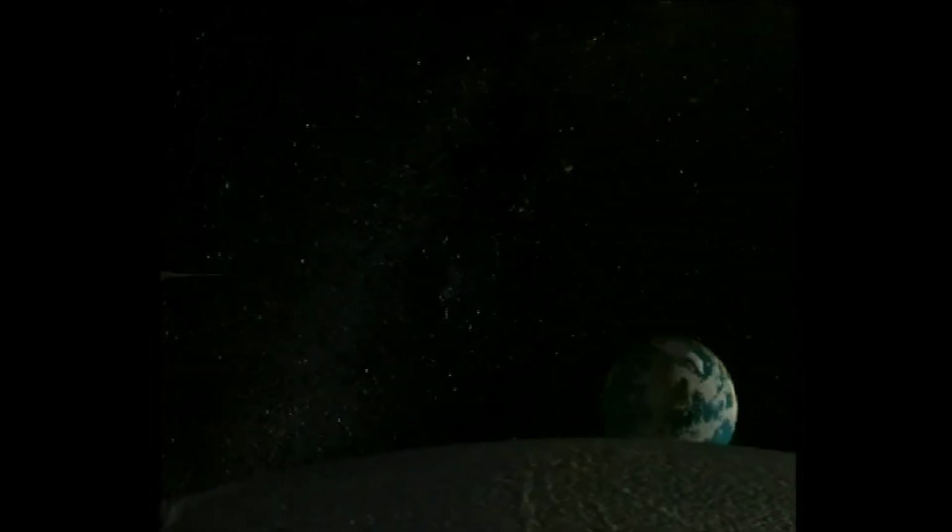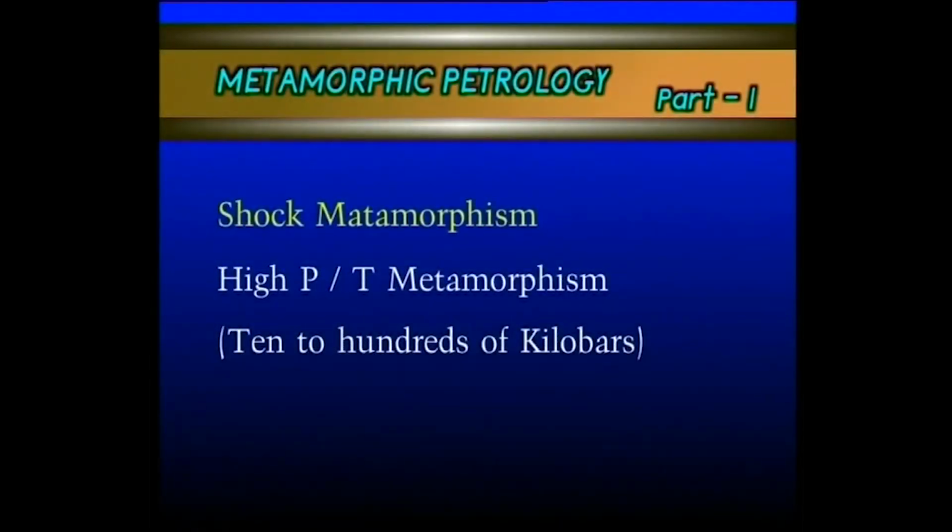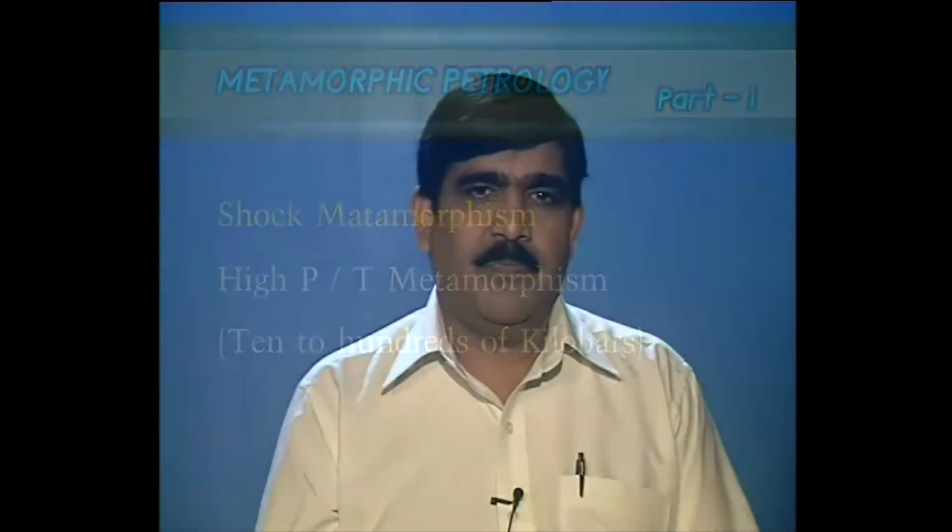Normally, shock metamorphism occurs due to the impact of meteorites, and in meteorite impact there is a high pressure effect, and normally coesites are formed. And if anywhere coesite is there, we can say this must be high pressure metamorphism, normally due to the impact of meteorites.